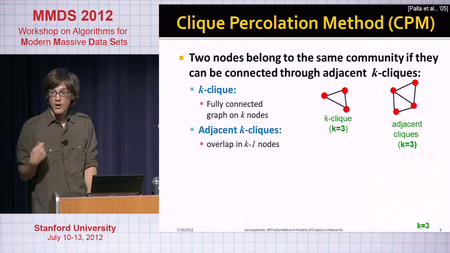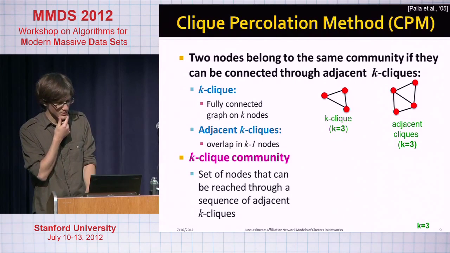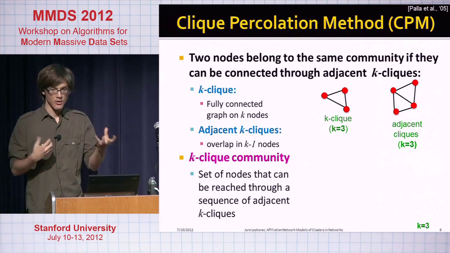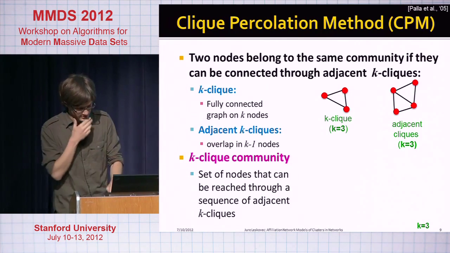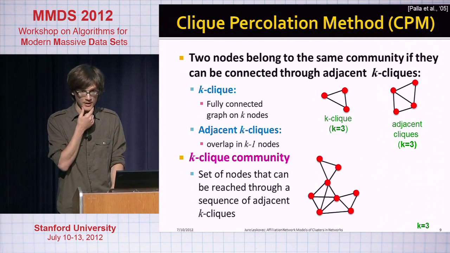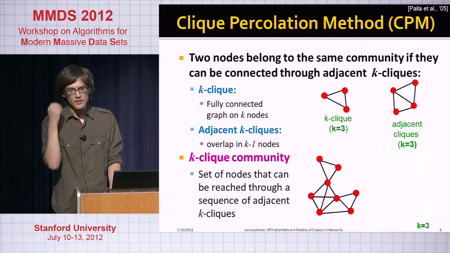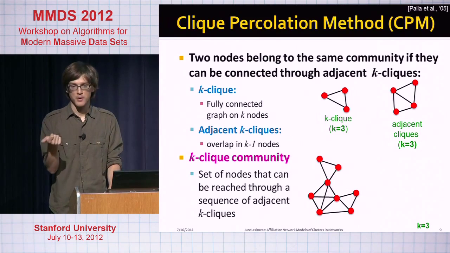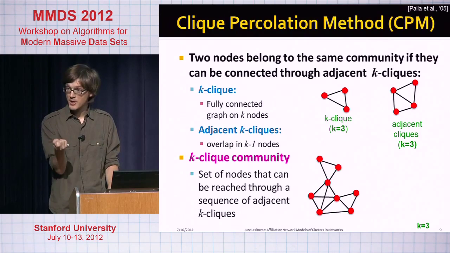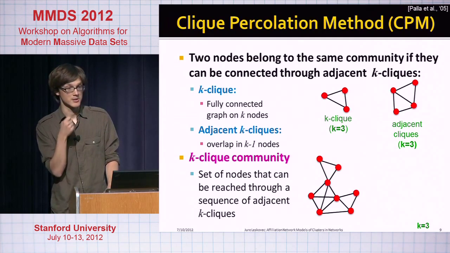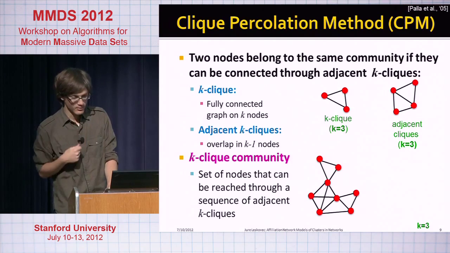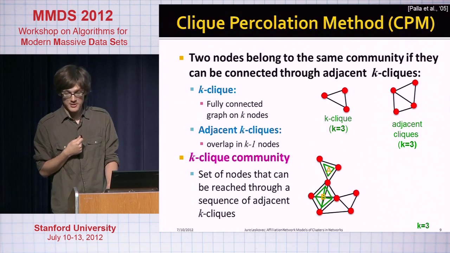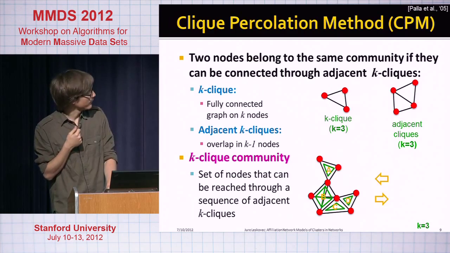Right? And so how does the method now work? The method works by saying that communities in networks are composed of these overlapping k-cliques. So if I give you a graph, first you have to decide on your parameter k. In our case, let's imagine this parameter k equals 3. So first I will identify maximal cliques in the network, right? So here's the first clique, here's the second clique, the third one, and the fourth one.